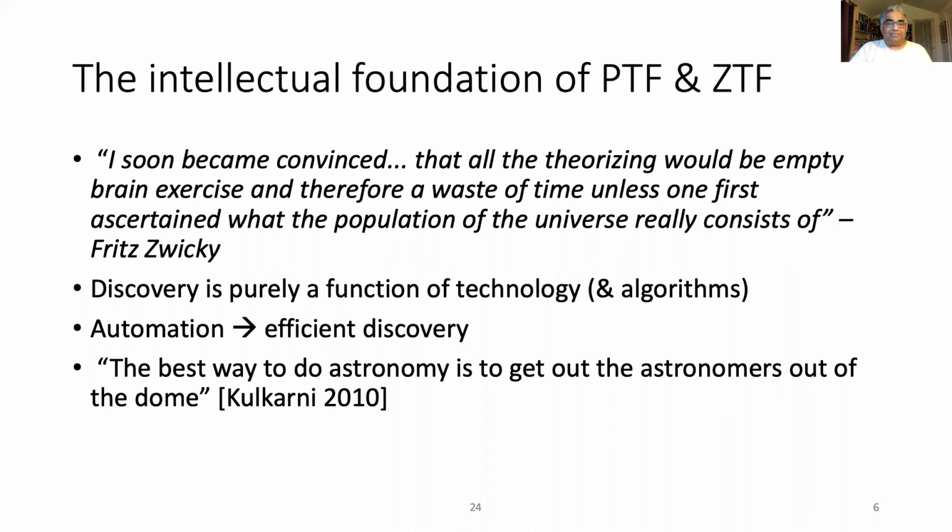Okay, if you accept this idea, then in order to make a discovery, you really need to find signals, and discovery is therefore a pure function of technology. And as it now turns out, algorithms. You can have a lot of data. If you don't have algorithms, you're just sitting with a lot of data. If you have lots of data and algorithms and still need people, it'll be very slow. So I contribute an original statement to this slide. The best way to do astronomy is to get the astronomers out of the dome. For some reason, this seems to annoy other astronomers. Anyway, a corollary of that is automation leads to efficient discovery.